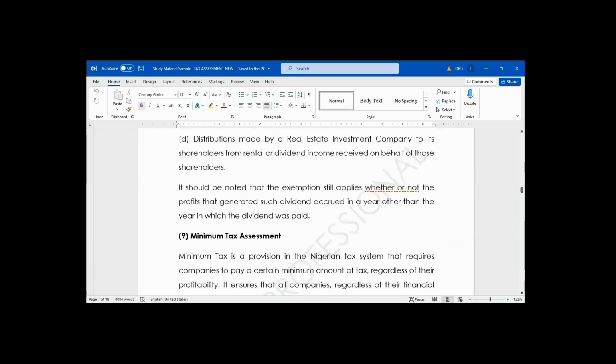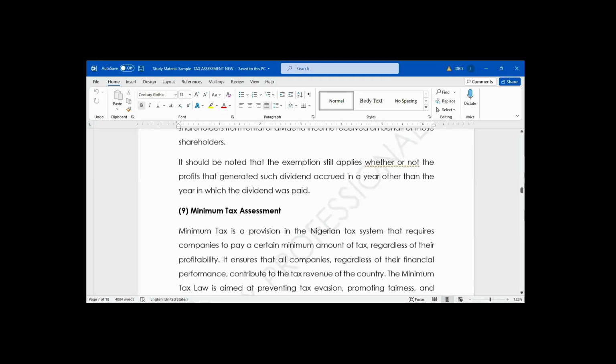But if you are not part of this, maybe the dividend is not paid from retained earnings, or the dividend is not paid from tax-exempt activities, or the dividend is not declared by a real estate company. If you declare the dividend from your actual profit and the total profit you show to the tax authority is less than the actual profit, in that regard, you will be assessed to tax based on dividend. Is this clear enough? It's clear, sir.